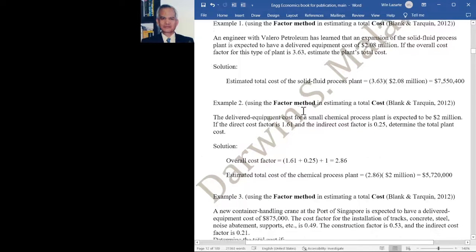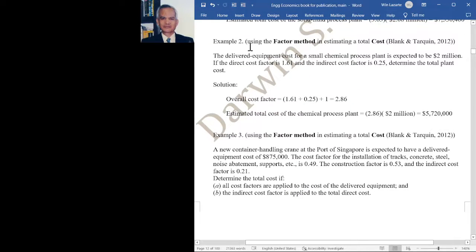Another example, using the factor method in estimating a total cost. This example is taken from the reference book by Blank and Tarquin. This is the problem. The delivered equipment cost for a small chemical process plant is expected to be $2 million. If the direct cost factor is 1.61 and the indirect cost factor is 0.25, determine the total plant cost.